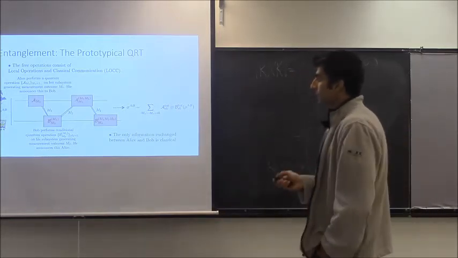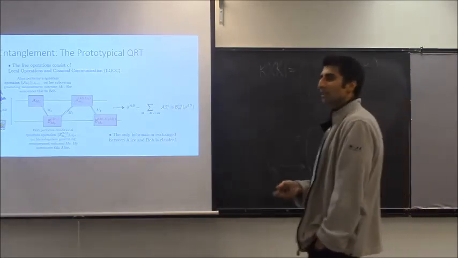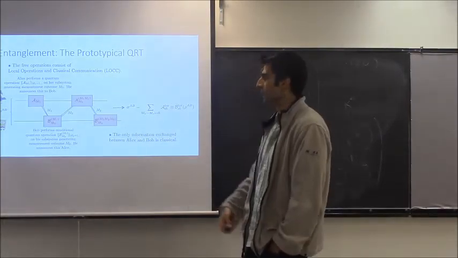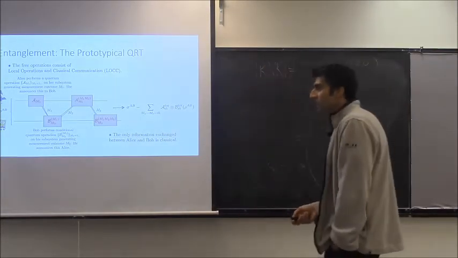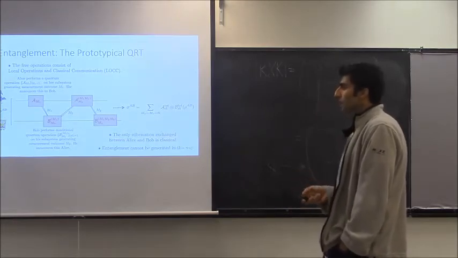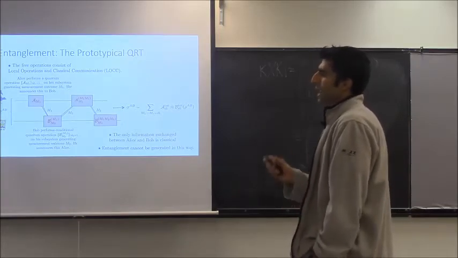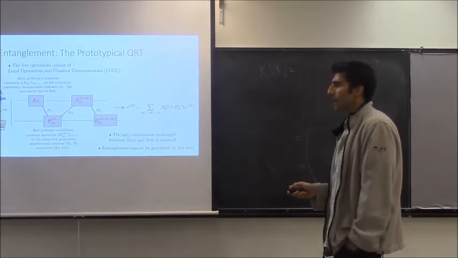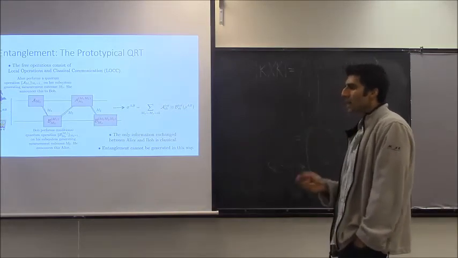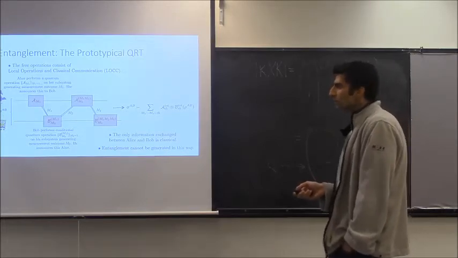The key here is that the only information exchange between Alice and Bob is classical. Classical meaning you can write it down on a sheet of paper and send it, or put it in a text message. So what we want to isolate is the part shared between Alice and Bob that cannot be generated by this exchange of classical communication, and that's why we identify it with entanglement. Entanglement cannot be generated in this way.